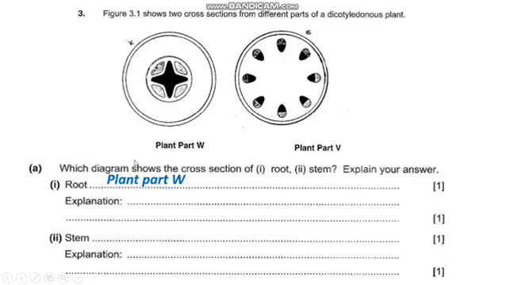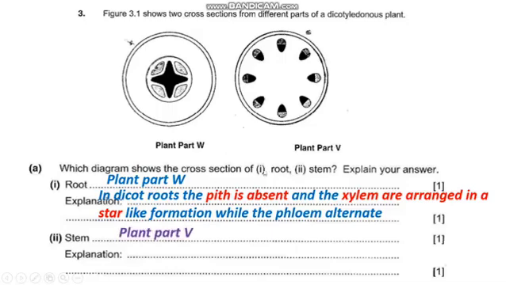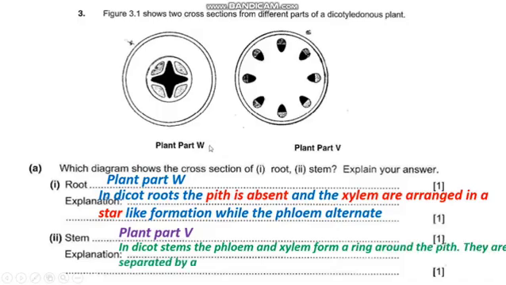So the reason we have said that in dicot roots the pith is absent and the xylem are arranged in a star-like formation while the phloem alternate. Then for a stem we have said it's plant part V. This is for the stem. Then what is the reason? The reason is that in the dicot stems the phloem and the xylem, they form a ring around each other.